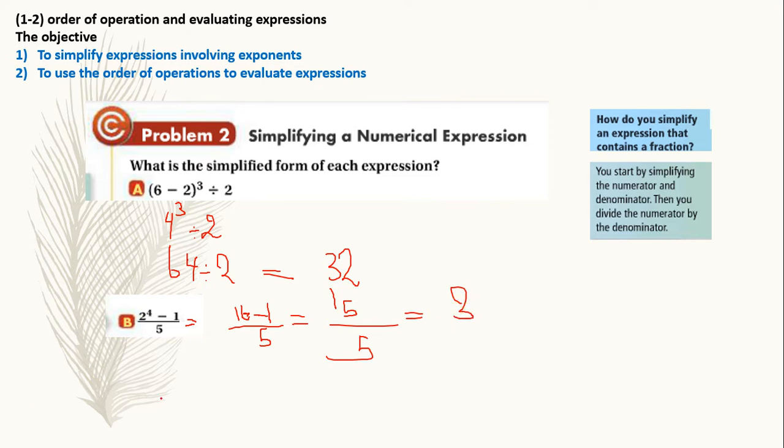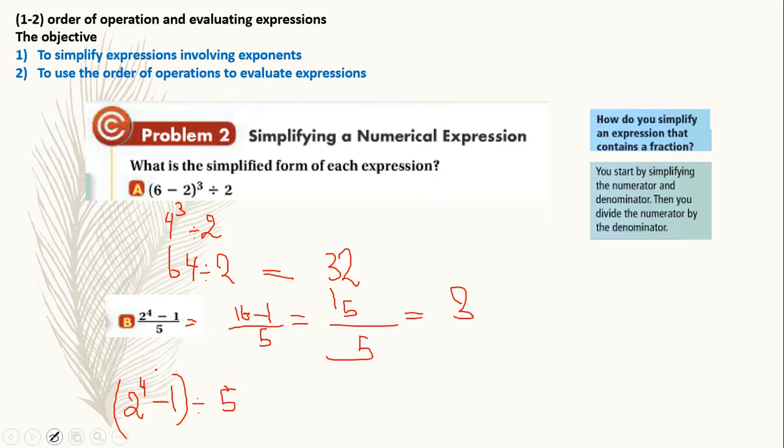You might ask or be concerned about this step. Miss, why did you simplify the denominator first, then the division? Because this expression is exactly the same if I write it like this. So there is a parenthesis for the denominator. So you must work on it first.